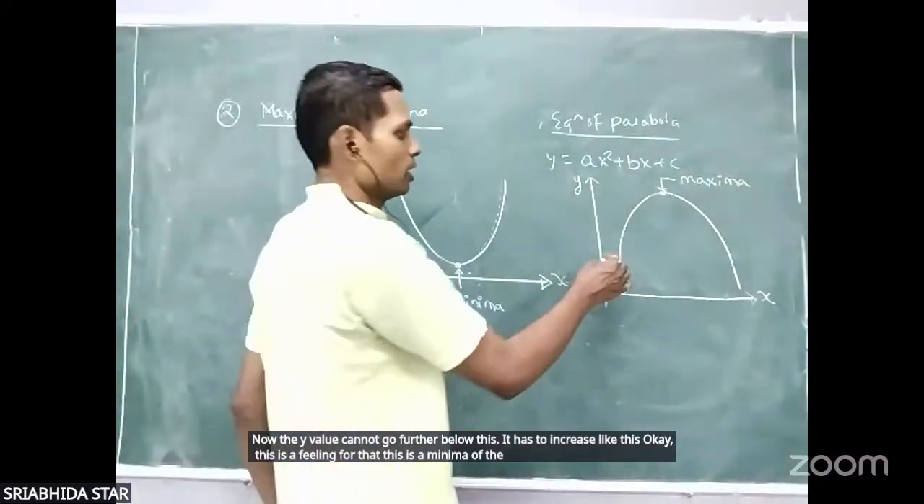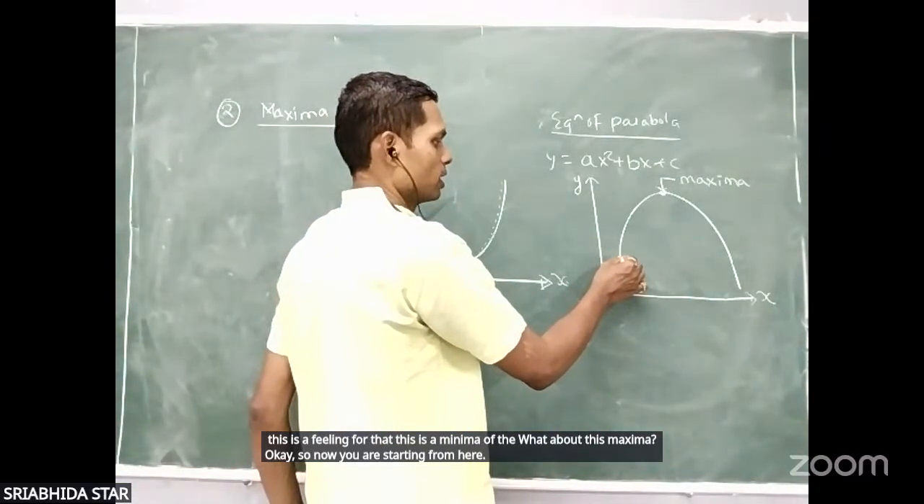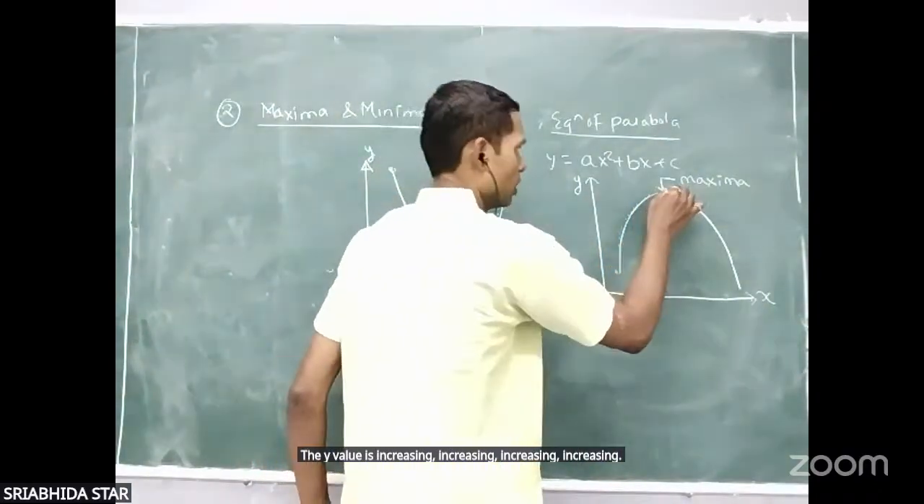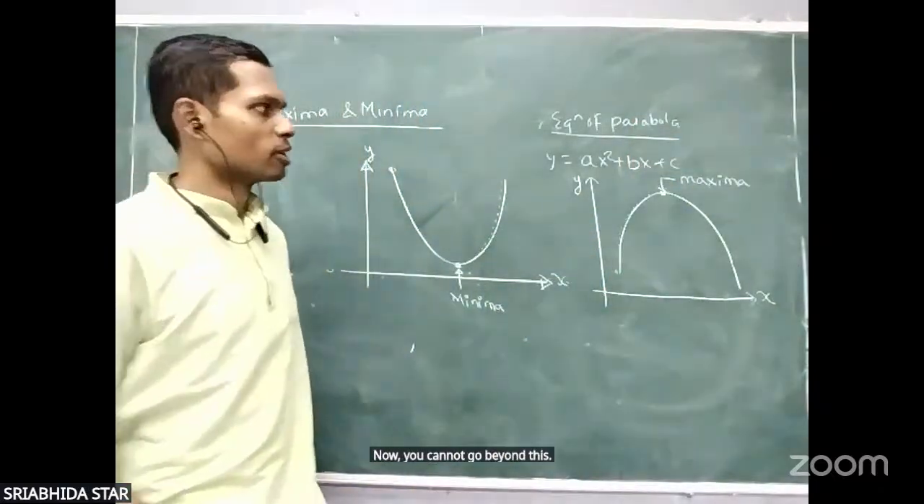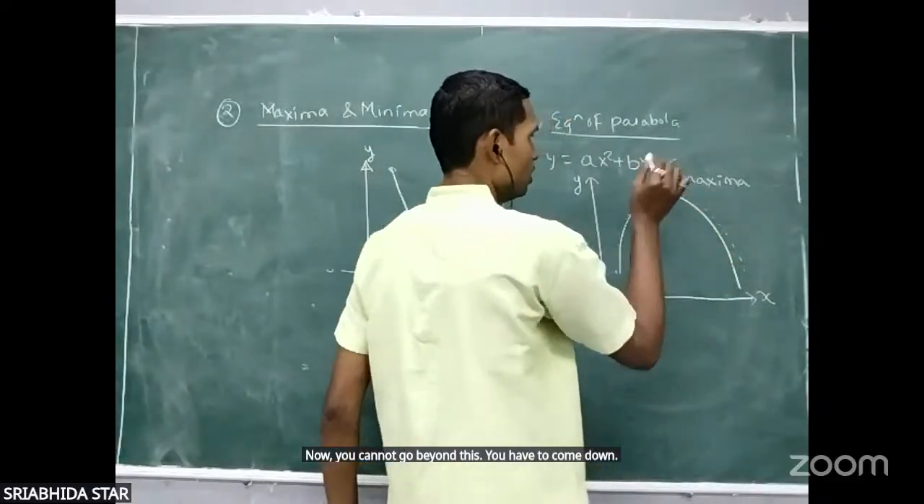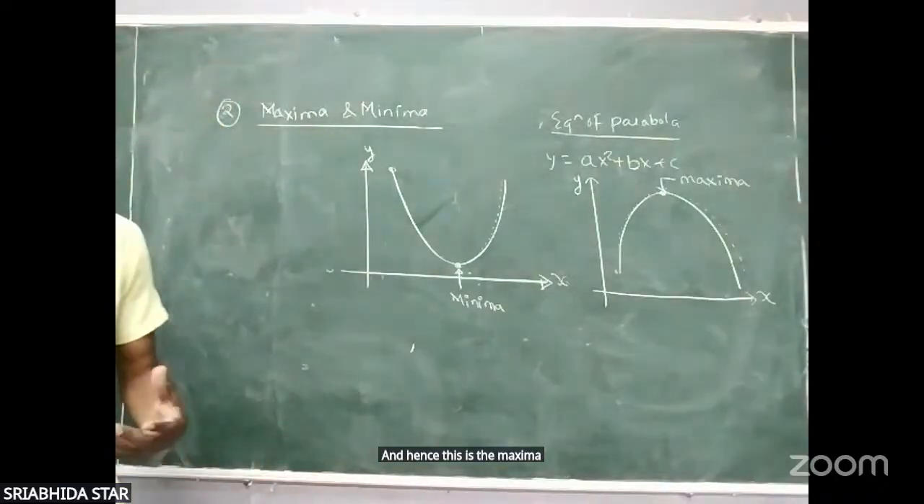What about the maxima? Now you are starting from here. The y value is increasing, increasing, and it reaches here. Now you cannot go beyond this. You have to come down. And hence this is the maxima. This is the minima and maxima.